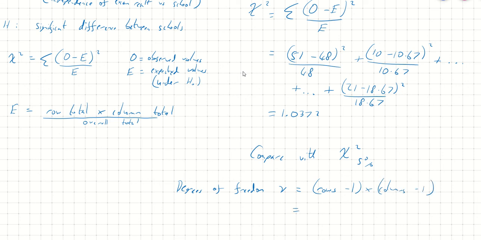So the number of rows in our table, there were 2 rows, school A and school B, so it's 2 minus 1. And how many columns were there? Well, there were merit, pass, and fail, so it's 3 minus 1. So this is 1 times 2, which is 2. So the degrees of freedom for our test is 2. So what we're going to do is compare with the chi-squared 5% 2 value. So the chi-squared 5% 2 value from our tables turns out to be 5.99.